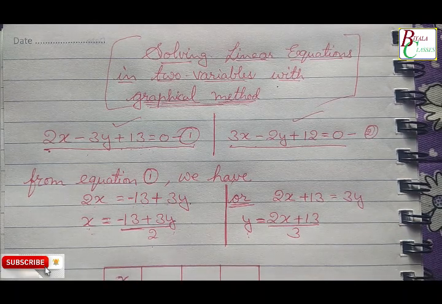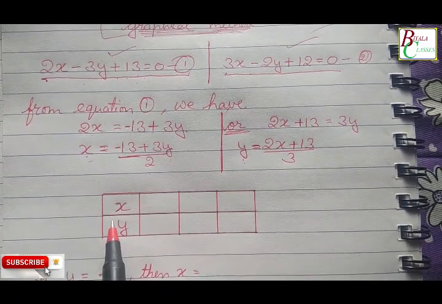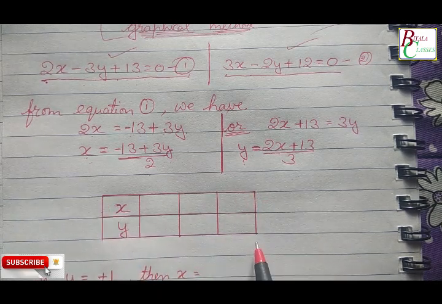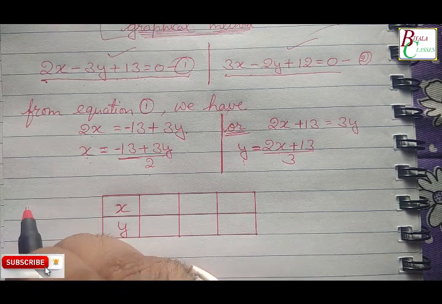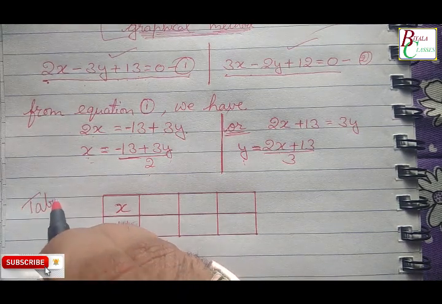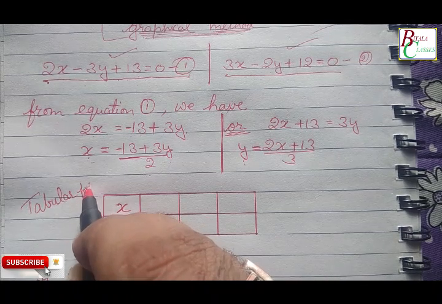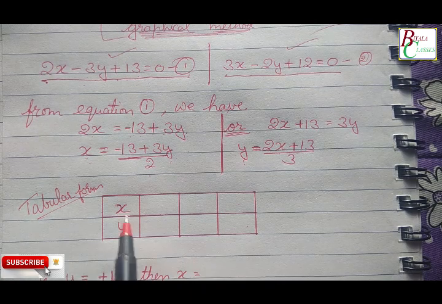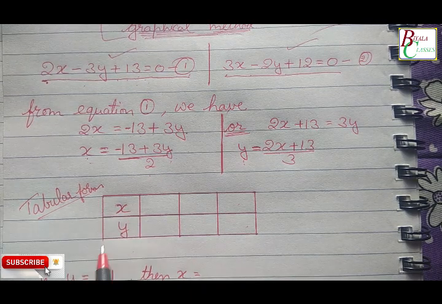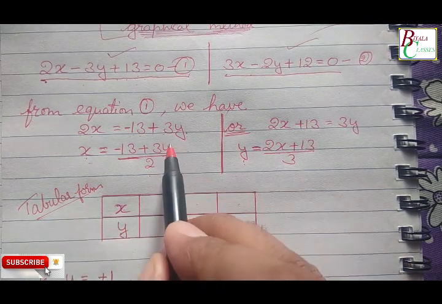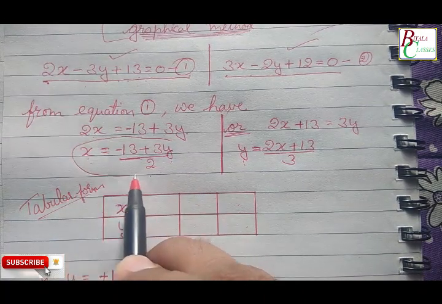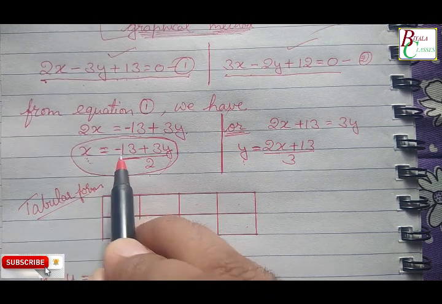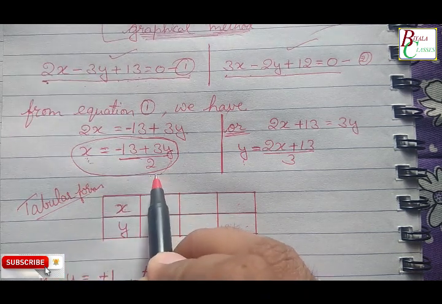Now we will solve these equations and try to find at least 3 solutions. For that we will have a table. We are going to write the solutions in tabular form, where we will have x and y written this way. Now this equation I am going to solve with the help of the value of x which I have calculated, that is x equals (minus 13 plus 3y) upon 2.